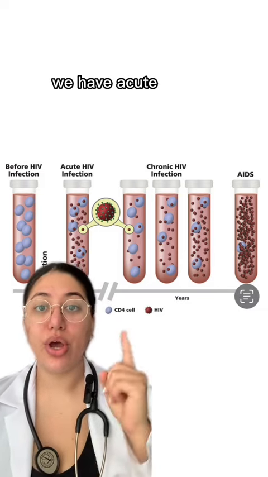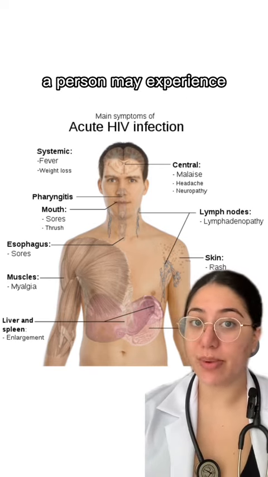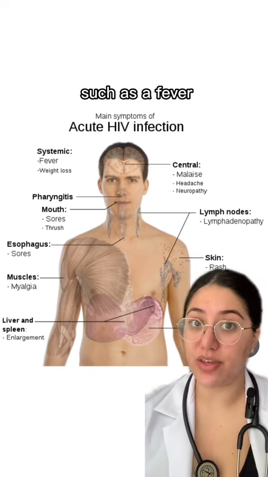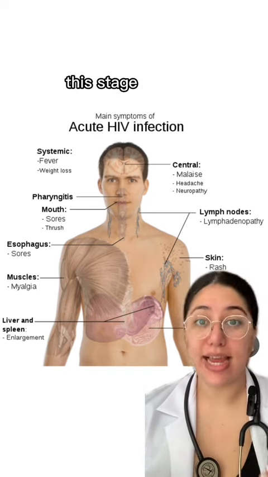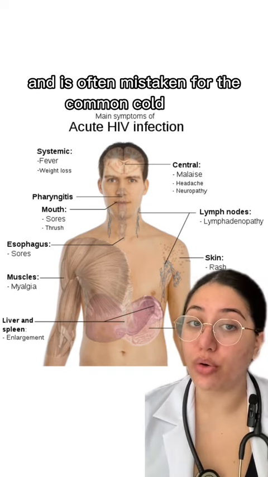There are 3 stages of HIV infection. We have acute, chronic, and AIDS. During the acute stage, a person may experience flu-like symptoms such as a fever, headache, and rash. This stage typically lasts for a few weeks and is often mistaken for the common cold or flu.